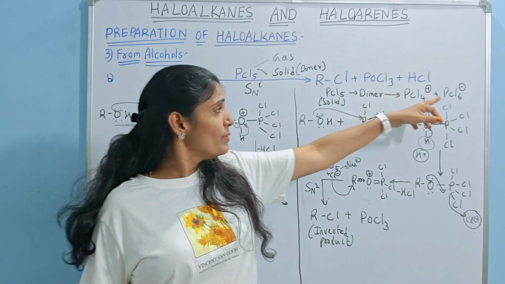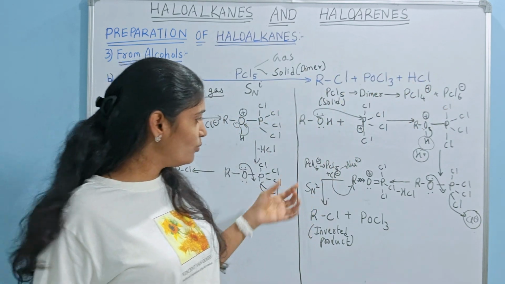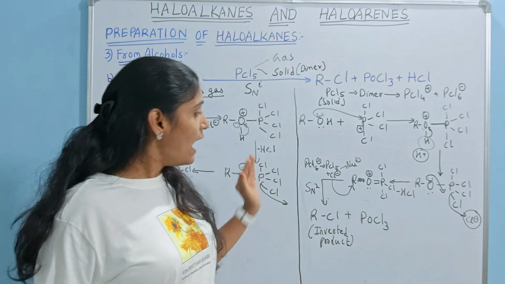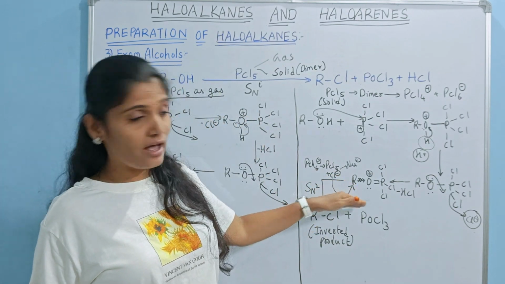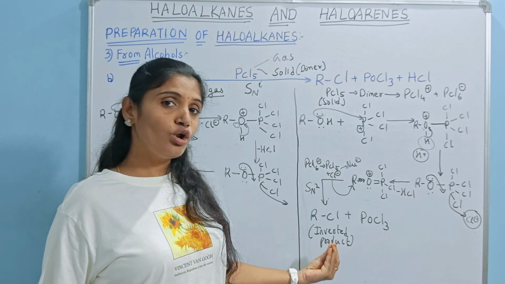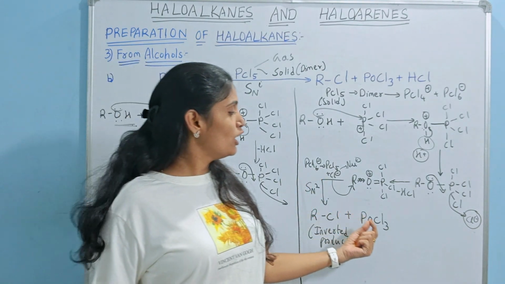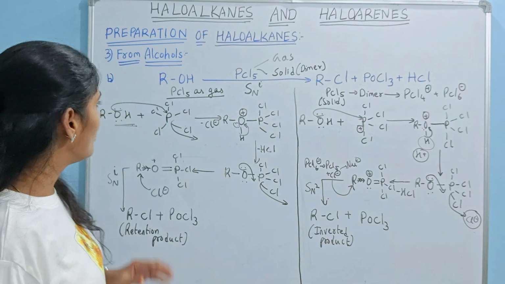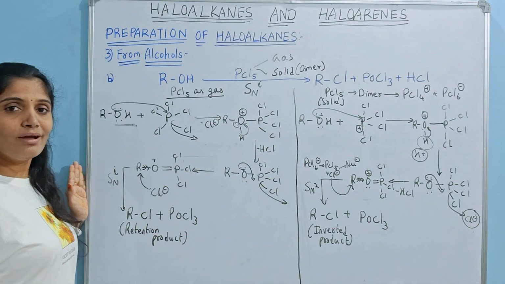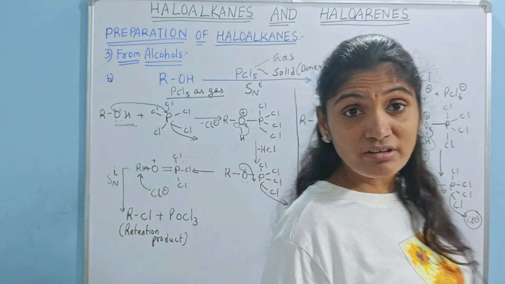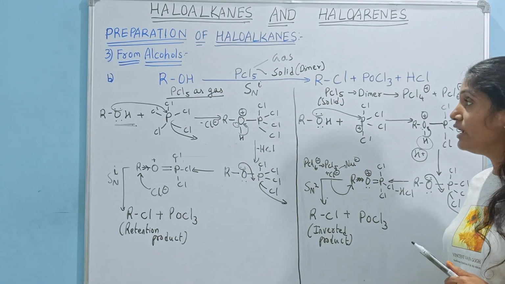In the meanwhile, your PCl6 minus comes into play. It will release Cl minus. That Cl minus acts as a nucleophile and attacks from behind on R, forming RCl. As it follows the SN2 mechanism, RCl will have an inverted configuration, and along with that POCl3 has been released. So this is the difference in mechanism. When it comes to PCl5 as gas, it is retention. When it comes to PCl5 as solid, it is your inversion product.